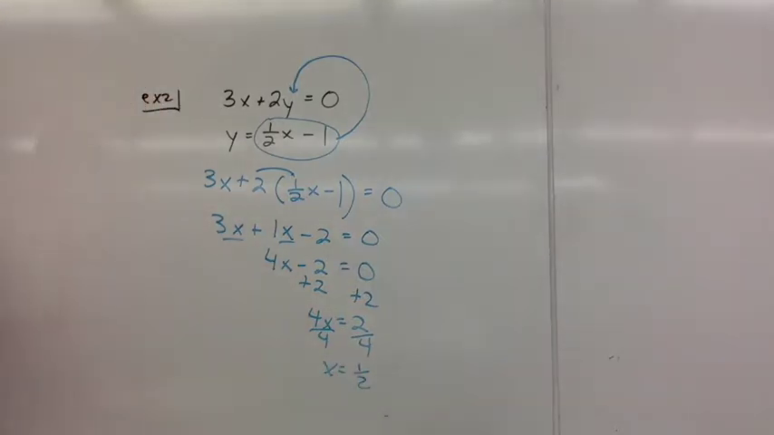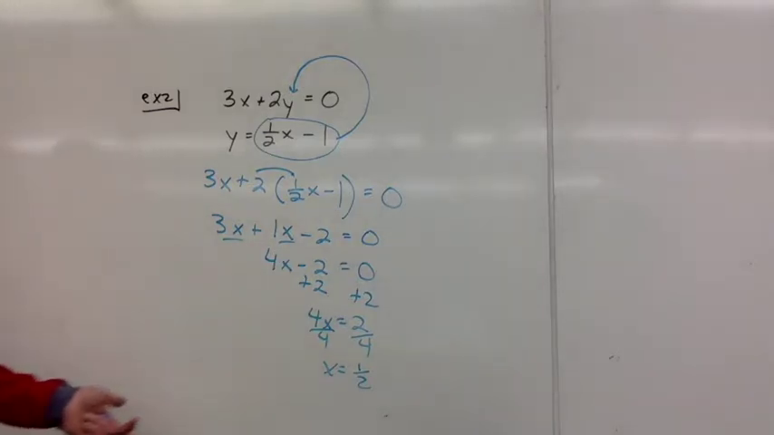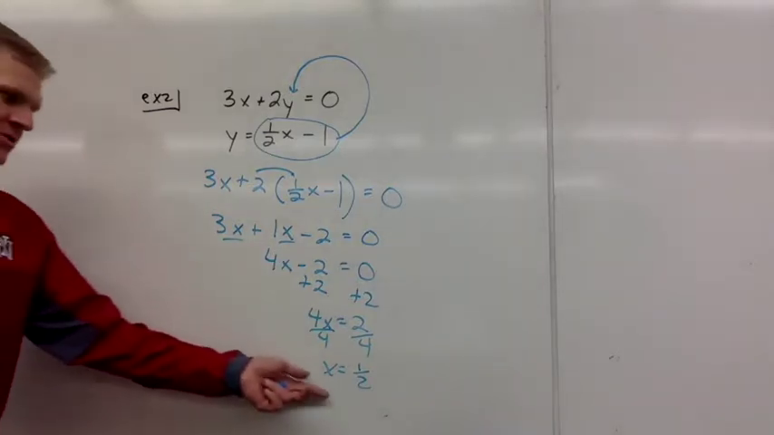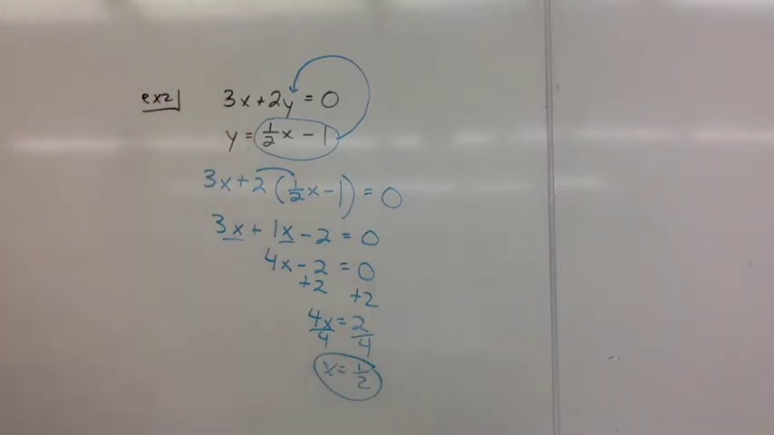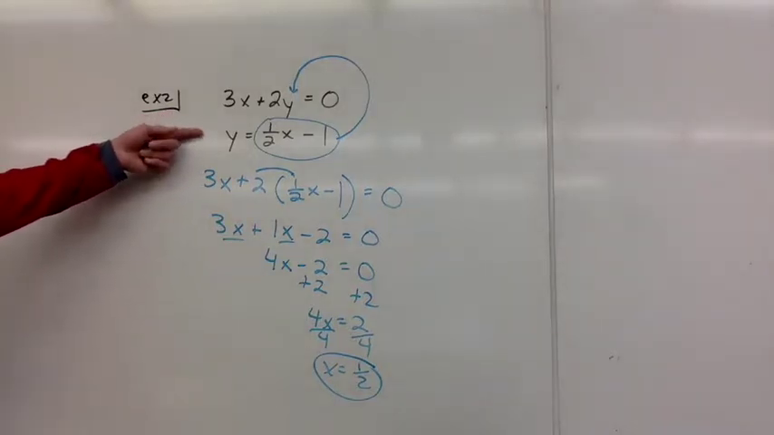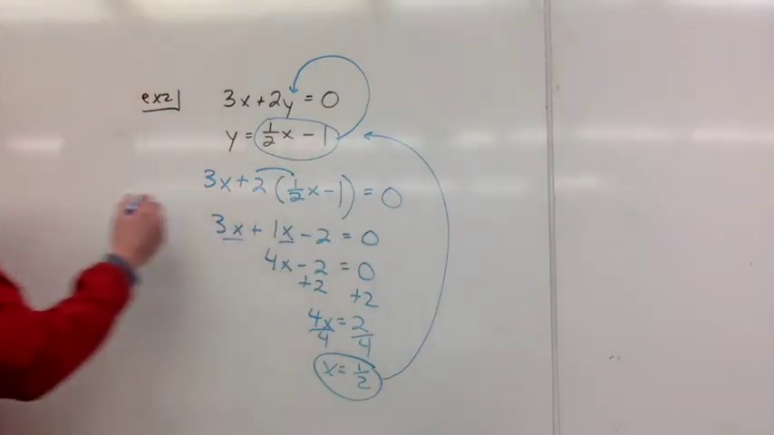It seems pretty ugly, but it'd be way uglier if we had to graph these. So that's why we don't always want to graph. Sometimes an algebraic approach is better. So I've got one answer. And of course I have to plug it back in to whatever one looks easiest. I think that the second equation here looks the easiest. So I'm going to put it into there.